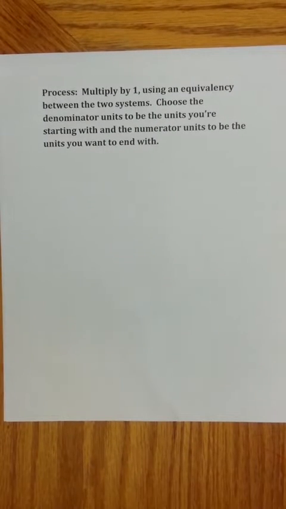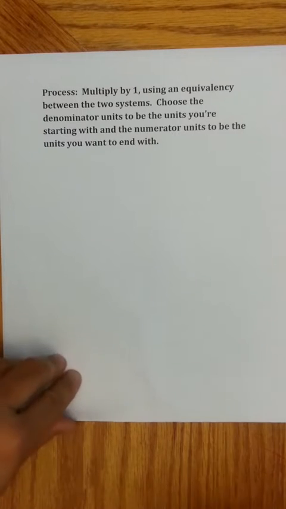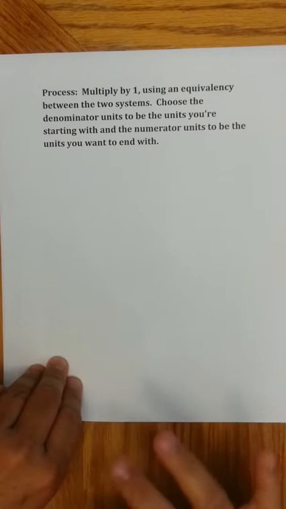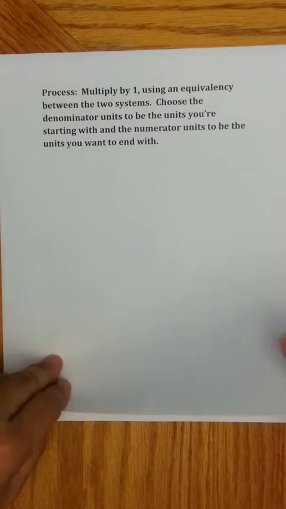Now, the basic process of converting between any two systems, and it doesn't matter which two systems, that could be volume, mass, distance. In this case, we're going to address angle rotation. But that process is always the same. You multiply by 1 using an equivalency between the two systems. You choose the denominator units to be the units you're starting with and the numerator units to be the units you want to end with. So let's do a really familiar example, something that you already know, and look at the pieces.